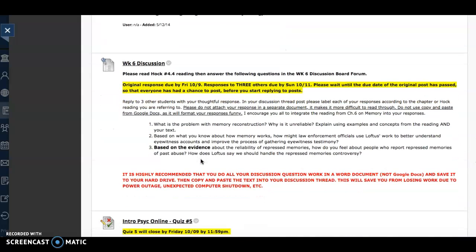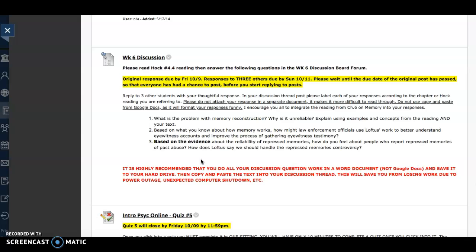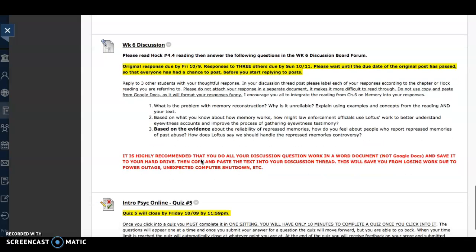This week's discussion deals with the work of Elizabeth Loftus with memory reconstruction. So there's a lot of opportunity here to integrate in the chapter as well as the Hawk reading. Your original response is due by Friday. You want to wait till everyone gets their responses in Friday and then respond to 3 other people, which is due by Sunday. And the topic, as I said, is memory reconstruction.